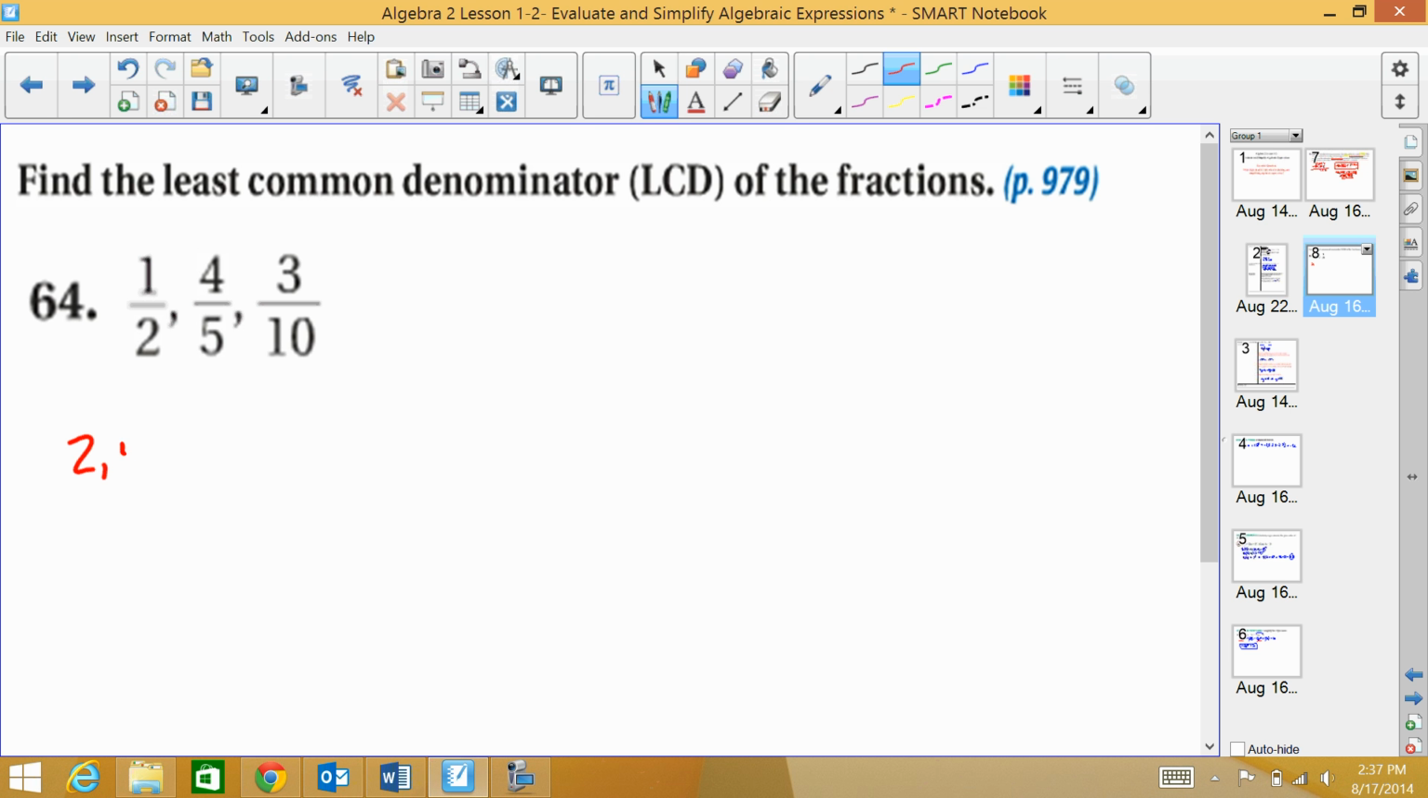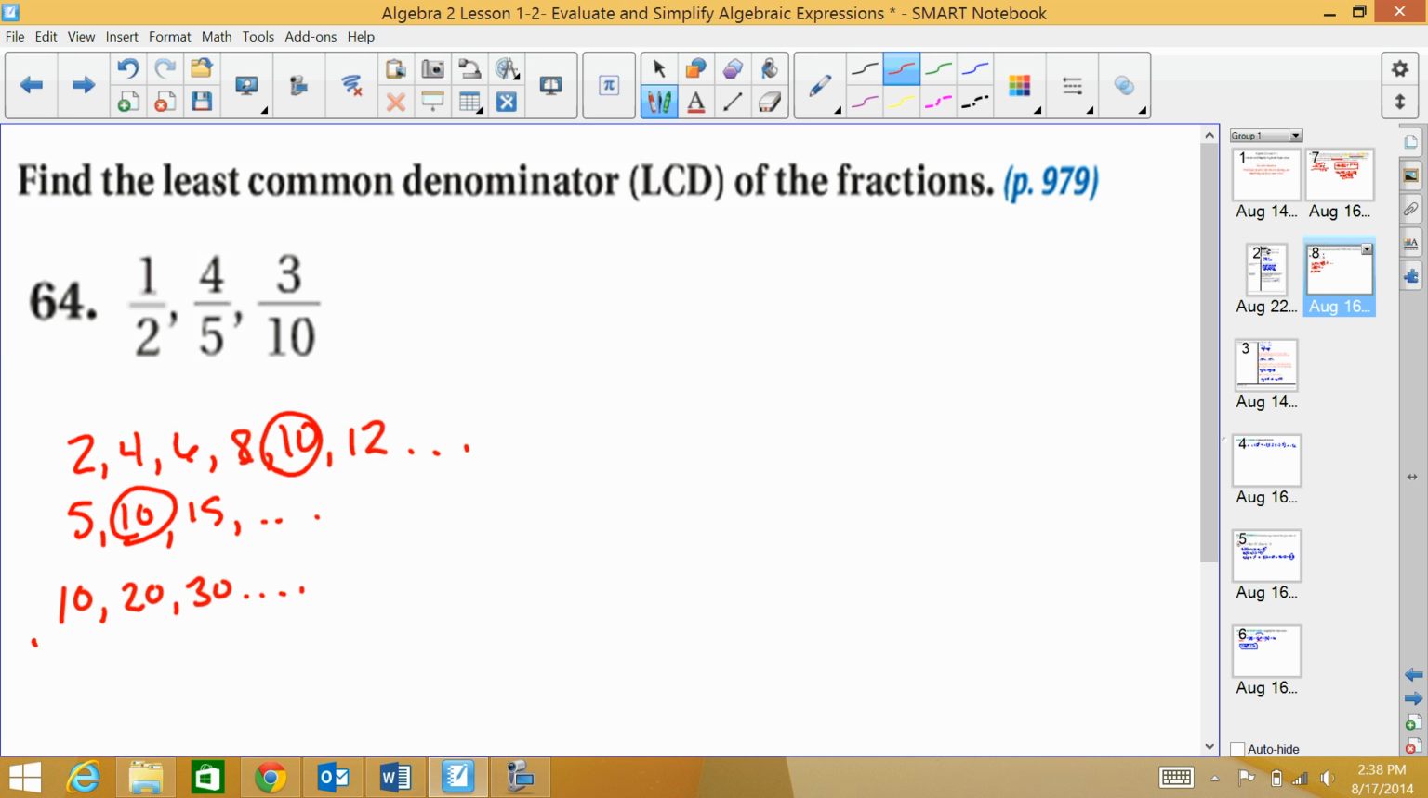So I have 2, 4, 6, 8, 10, 12, and so on. Those are multiples of 2. Multiples of 5 would be 5, 10, 15, and so on. And then we have 10, 20, 30, and so on. So you can see that all of these have 10 in common. So I could change all of them to be a 10 if I wanted to. So the least common denominator then would be 10. So if you think about what you can change all of these numbers into, and the smallest one possible, that's how you would find it.